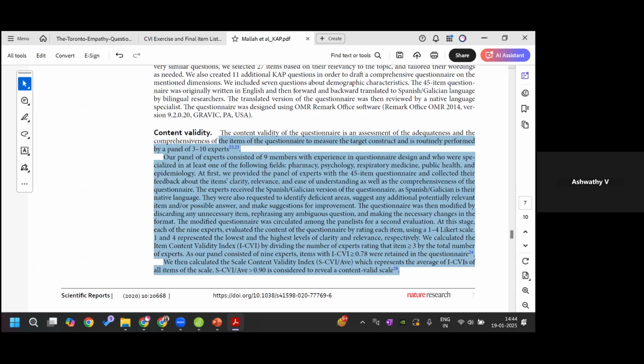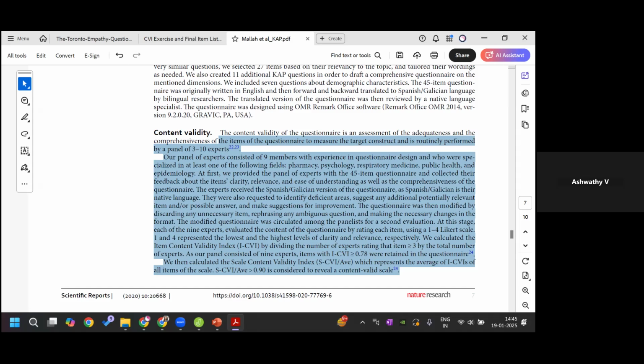They were also requested to identify the deficient areas, suggest any additional potentially relevant item and possible answer, and make suggestions for improvement. The questionnaire was then modified by discarding any unnecessary item, rephrasing any ambiguous question, and making the necessary changes in the format. The modified questionnaire was circulated among the panelists for a second evaluation. At this stage, each of the 9 experts evaluated the content of the questionnaire by rating each item using a 1 to 4 Likert scale. 1 and 4 represented the lowest and the highest level of clarity and relevance, respectively.